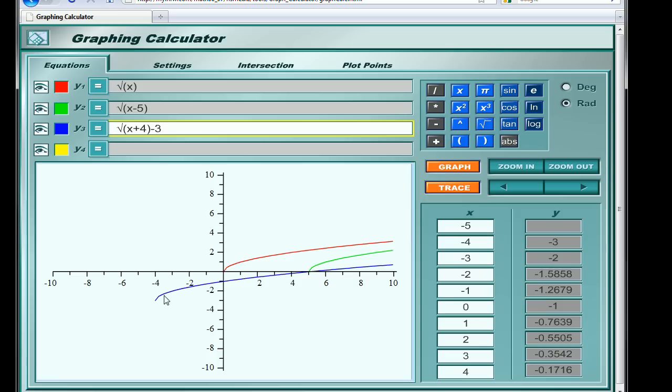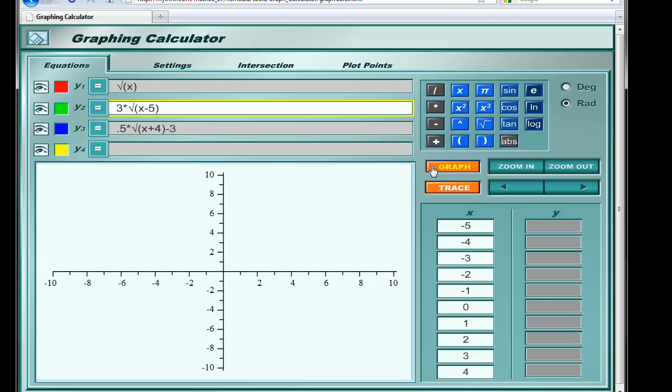If I want this blue square root to open up slower, so it'll be a little bit narrower, I would scale it down. So here, putting a low number will scale it down and make it more narrow because we're opening along the x-axis. So let me do that. And let me make this green one open up wider. So let me say it's 3 times the square root of x minus 5. So let's graph all of these. So notice this blue one now opens up more narrow, and this green one now opens up a lot, I guess you could say a lot faster.